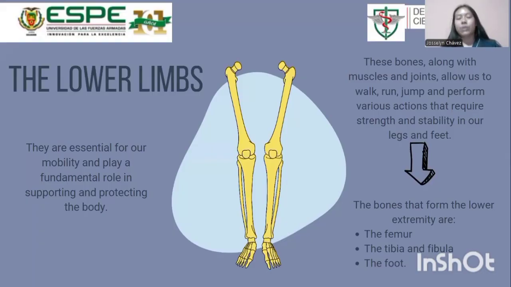My name is Jocelyn Chavez, and I'm going to explain to you about the lower limbs. The lower limbs are essential for our mobility and play a fundamental role in supporting and protecting the body. These bones, along with muscles and joints, allow us to walk, run, jump, and perform various actions that require strength and stability in our legs and feet. The bones that form the lower limbs are the femur, the tibia and fibula, and the foot.